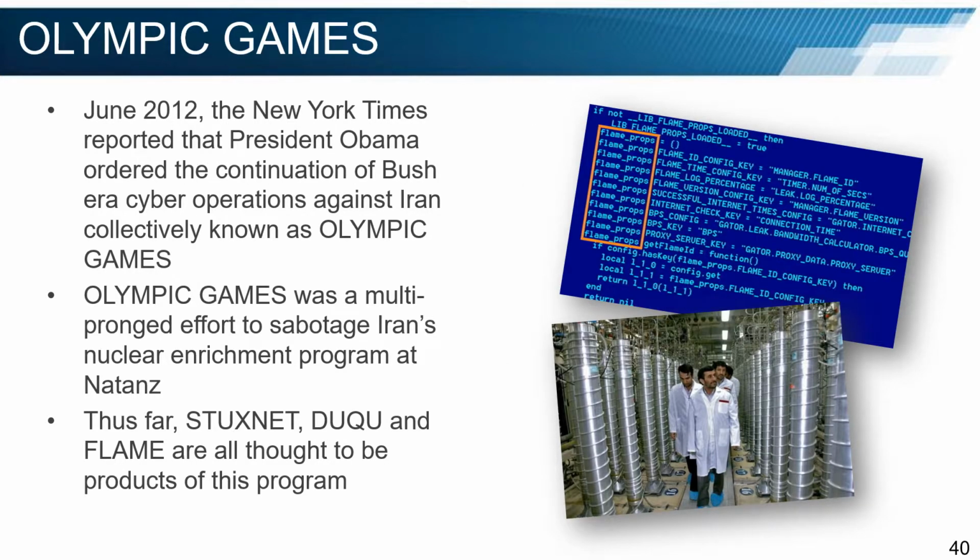In June of 2012, the New York Times reported that President Obama ordered the continuation of Bush-era cyber operations against Iran, collectively known as Olympic Games. STUXNET became the centerpiece of a broader campaign, one that might hint at the future of warfare. Olympic Games was a multi-pronged effort to sabotage Iran's nuclear enrichment program at Natanz. Thus far, STUXNET, DUQU, and Flame are all thought to be products of this program.